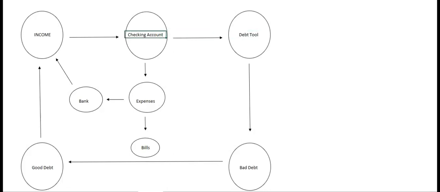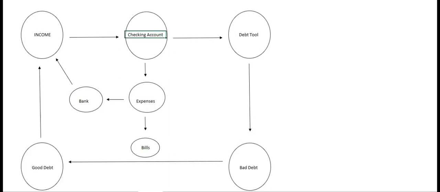So when your income comes into the checking account and it comes down to pay your expenses, they are broken up into, one would be a bank, because you'll be paying yourself back. And then when you take a loan from this bank, it becomes your income, which goes into your checking account, which funnels over to your debt tool, which, if you have the bad debt, will pay that. If not, you'll be paying the good debt. And then good debt produces income that comes back into the checking account.